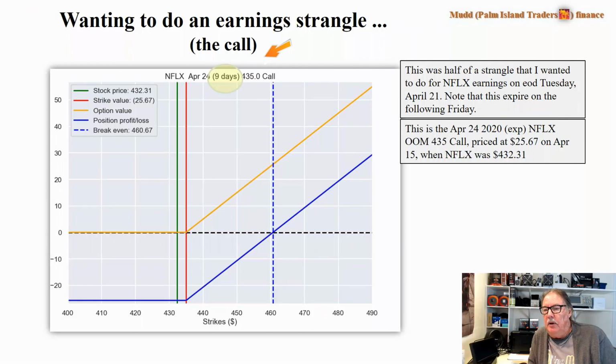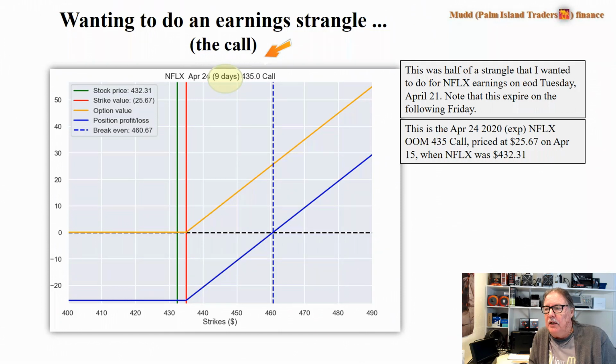As I write right here, and this was calculated at a slightly different time, I think a day later, the stock price was 432.31. Before, I think it was 429 something. The strike value was 25.67, and we're looking at a 435 call. And so you still have the option value, the position break even. Again, that's not as relevant, although in this case, as it says here, we chose a call that will expire on the Friday after the Tuesday earnings report. So this actually does have some relevance.